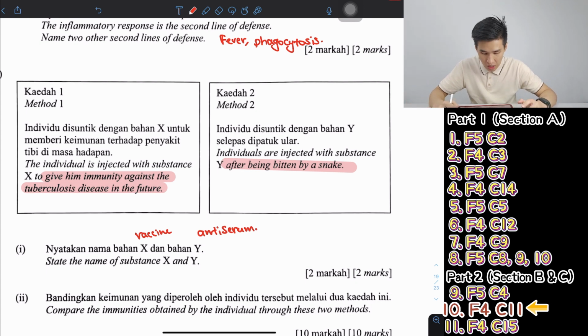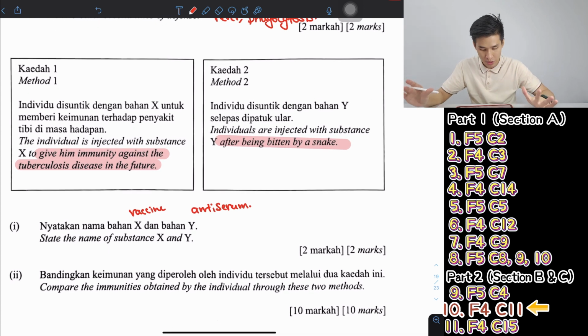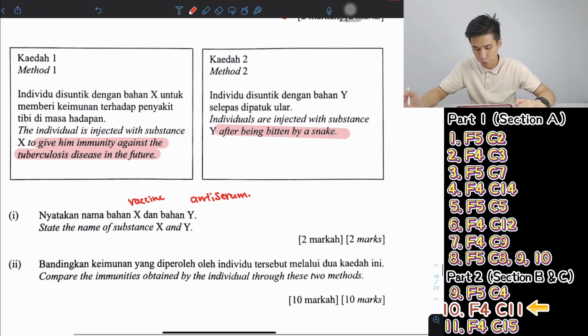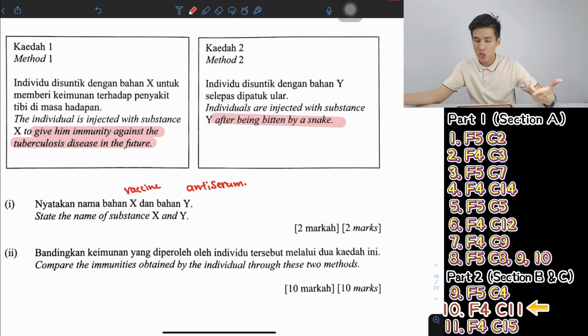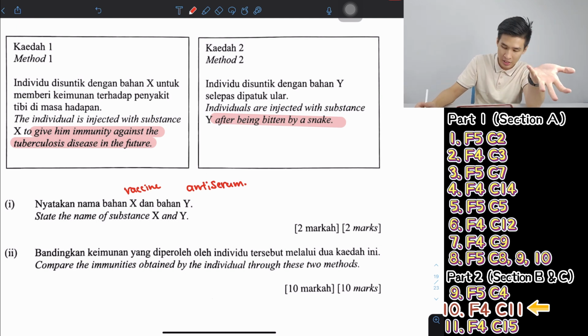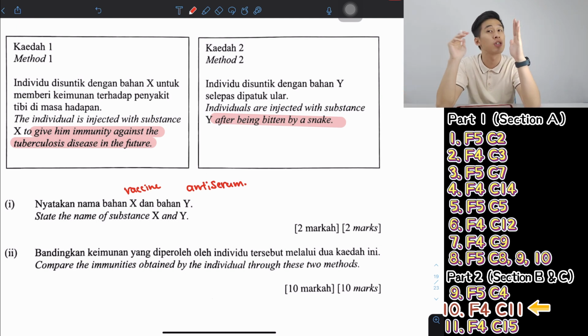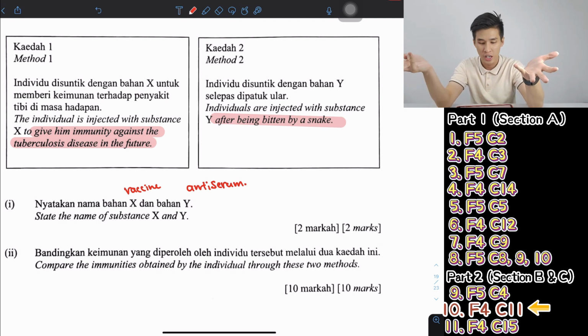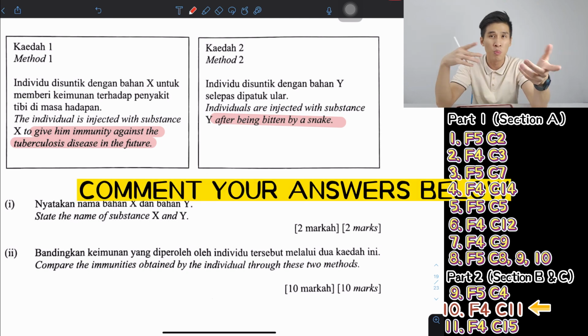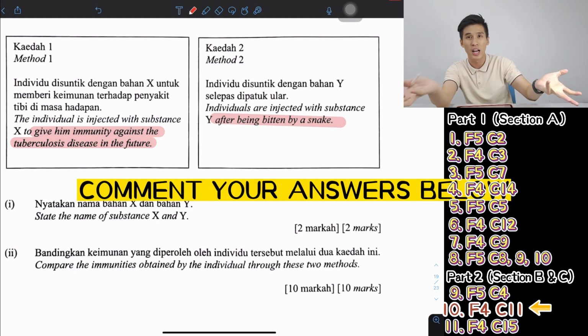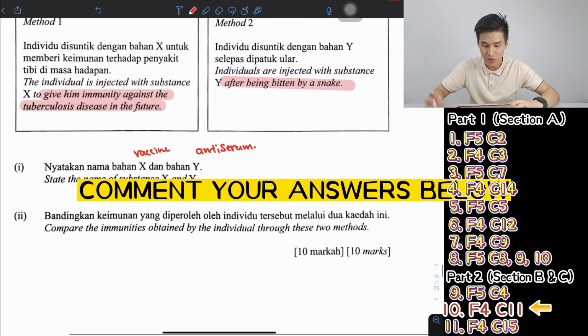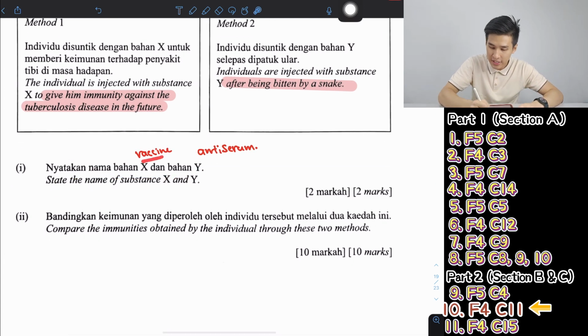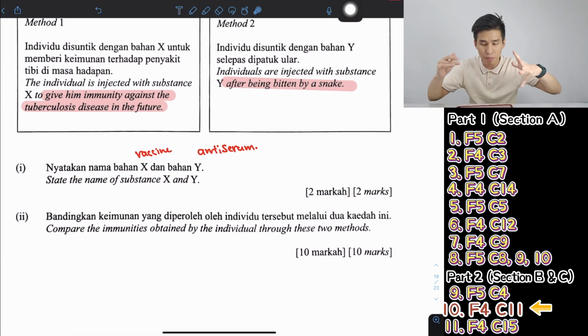Alright, so compare the immunities obtained by the individual through these 2 methods. Mainly, compare means similarity and difference. I want you to focus on difference. I want you to try to find out the difference, and then you all maybe can each name one difference in a comment to help everybody. Find the difference between vaccine and anti-serum by yourself. I'll start with the first one. You can start with the type of immunity.